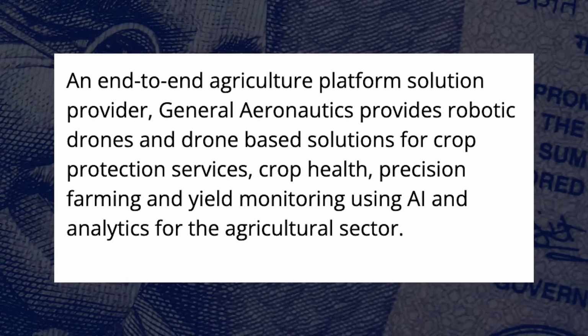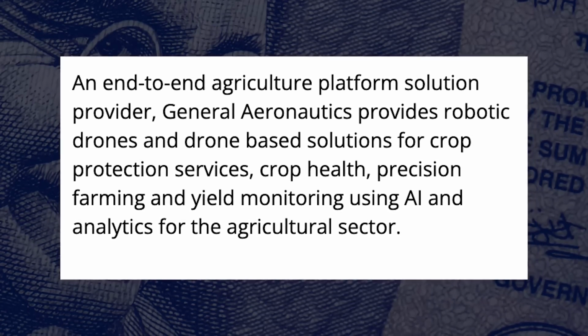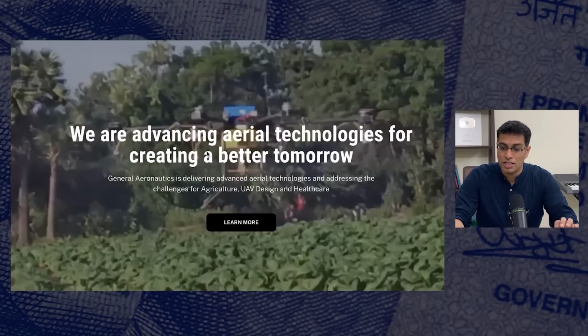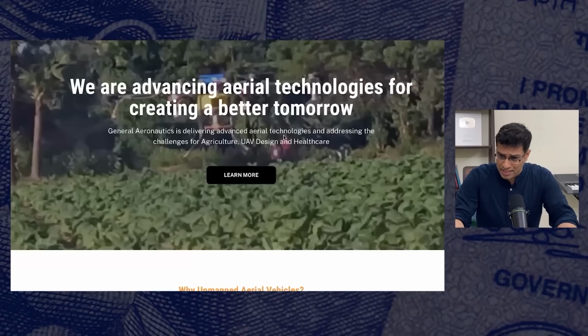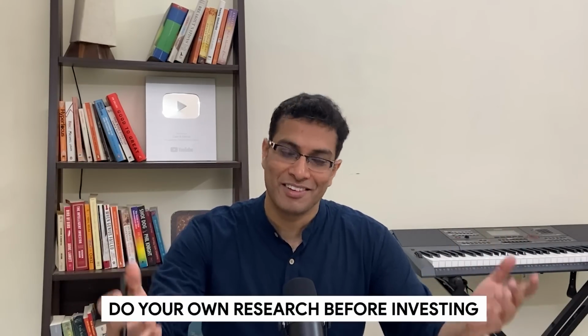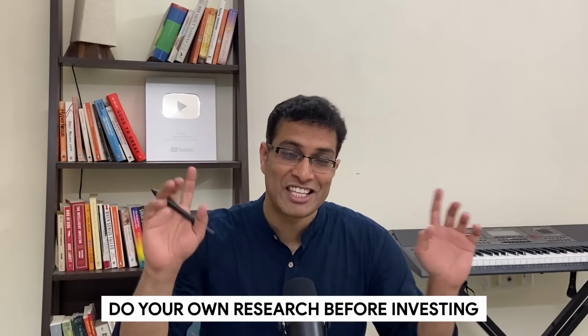A classic case in point would be General Aeronautics, in which Mr. Gautam Adani has bought 50% of the stake. So let us quickly check what it does. We are advancing aerial technologies for creating a better tomorrow. It is delivering advanced aerial technology, in agriculture. Basically their work seems to be focused on agriculture. So at least it's a focused startup backed by Mr. Adani, most likely to win government contracts. I'm just leaving it up to you. Please make a call whether they will win government contracts or not. But chances are very, very high that they will. So to cut the long story short, this seems like a better startup to invest in.